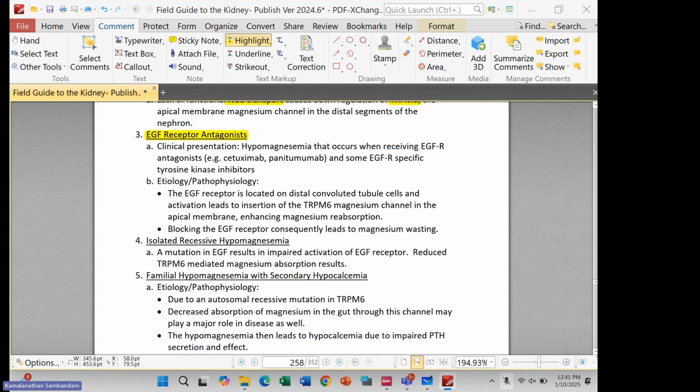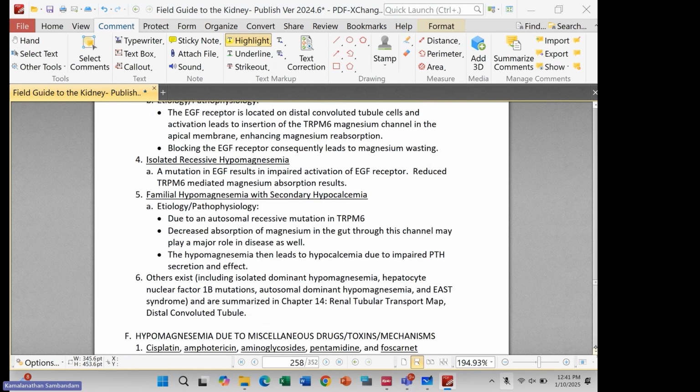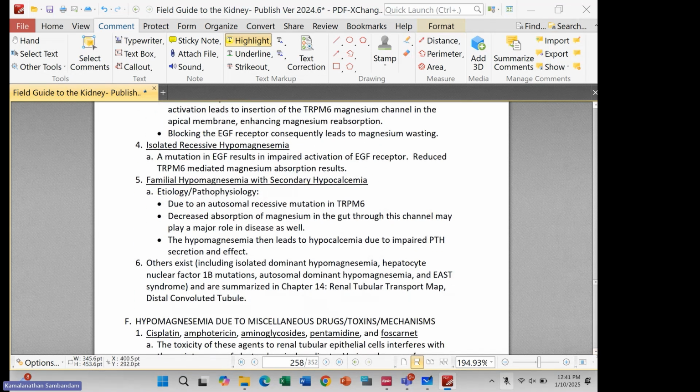We talked about the EGF receptor antagonist. Again, cetuximab is one of the more common or the early first generation inhibitors of EGF receptor signaling. And then we've talked about, or I've shown you, the pathophysiology in the tubular transport map. There is a syndrome called isolated recessive hypomagnesemia, which is the genetic analog of cetuximab-induced hypomagnesemia.